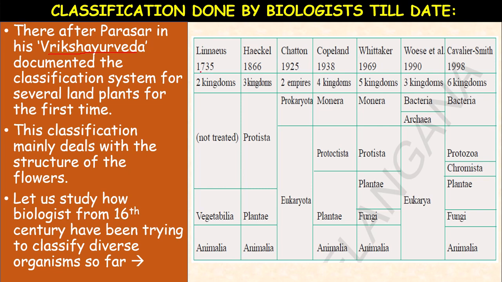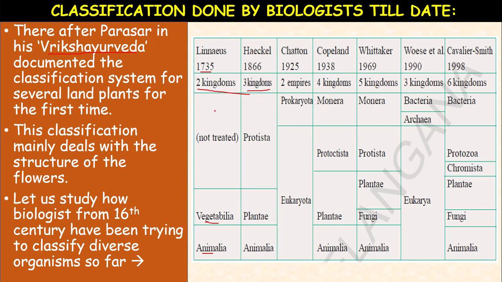Linnaeus in 1735 introduced the two kingdoms. So Vegetabilia and Animalia are the two kingdoms introduced by Linnaeus. Next, Ernest Haeckel in 1866 introduced the three kingdom classification. So what is the difference between the two kingdom classification and the three kingdom classification?